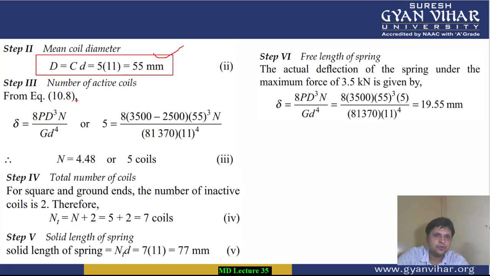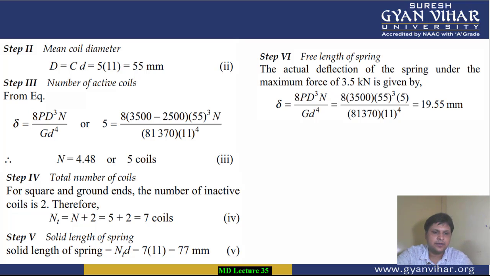Now the next step is to calculate the number of active coils. Students, how can we calculate the number of active coils? As I have already told you in the previous numerical and in the design procedure also, the number of active coils is obtained by the load deflection equation. This load deflection equation, deflection is given by 8 P D cube N upon G d to the power 4. So G is your modulus of rigidity, its value is given in the numerical.